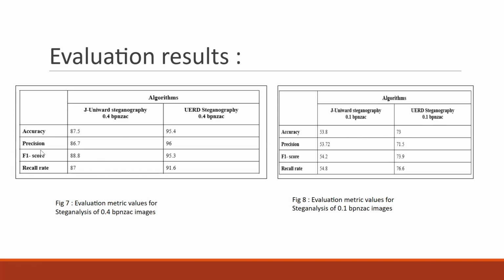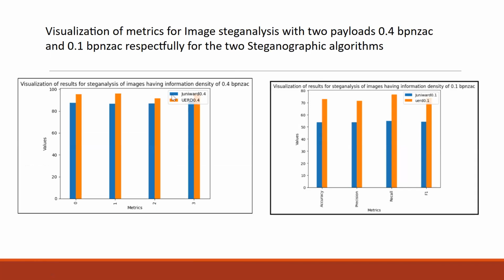And these are all the other metrics: precision, F1, recall, and other things. We have plotted all the other results. You can check here separately. This one is 0.4 and this one is 0.1.